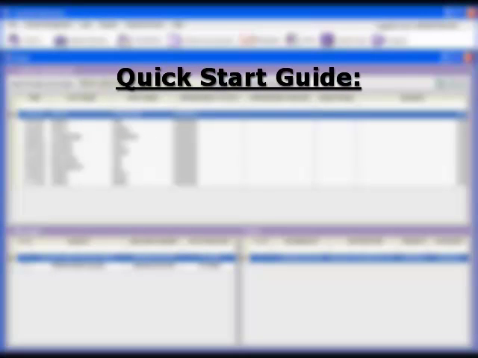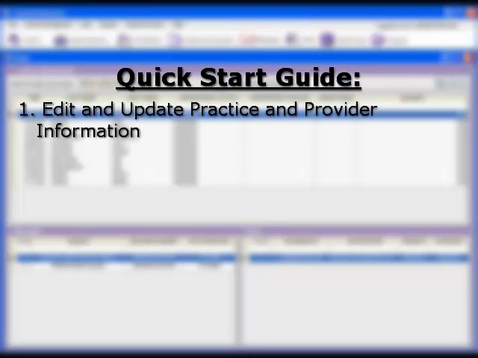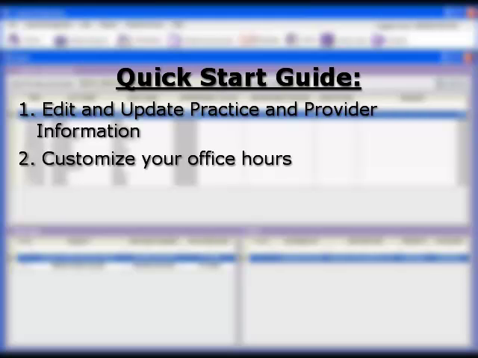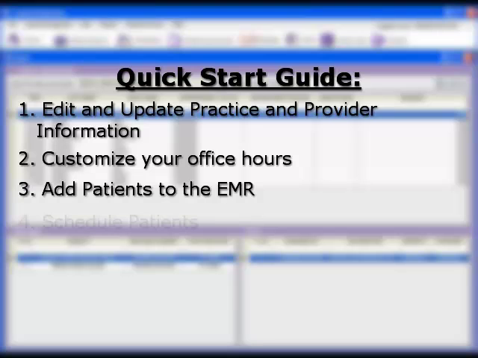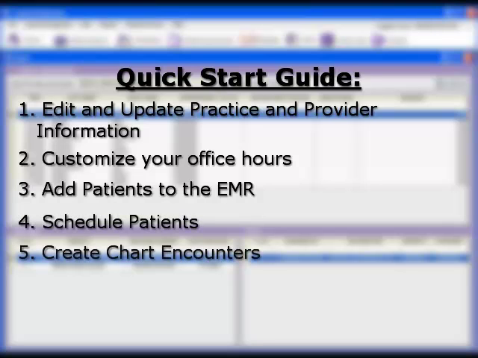To get started, there are a few things which you must do first. Number 1. Edit and update your practice and provider information. Number 2. Customize your office hours. Number 3. Add patients to the EMR. Number 4. Schedule patients. And number 5. Create chart encounters for those patients. With these 5 steps, you'll get a quick overview of how to use the EMR, as well as some of the functionality of the software.